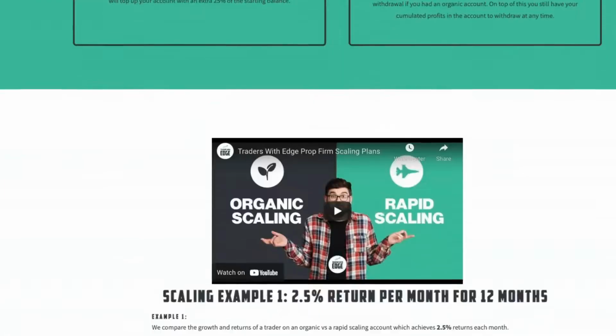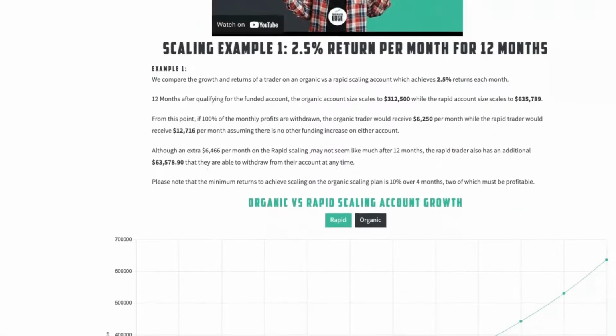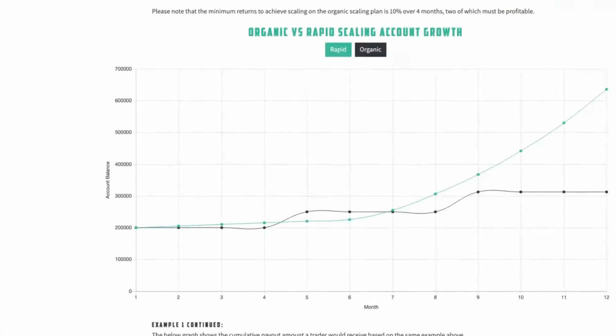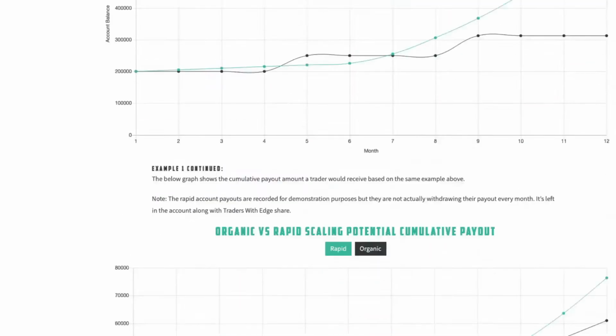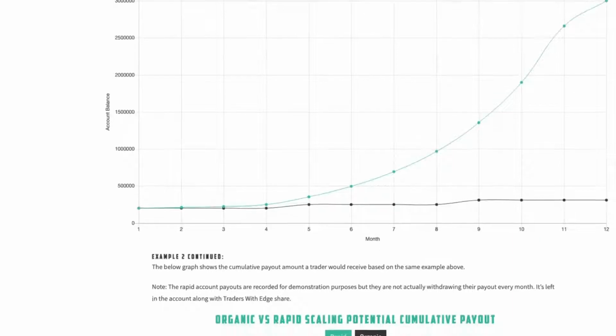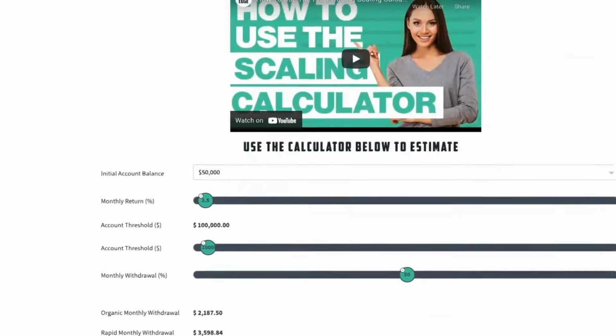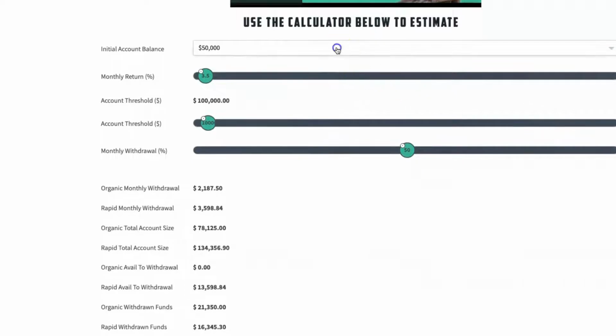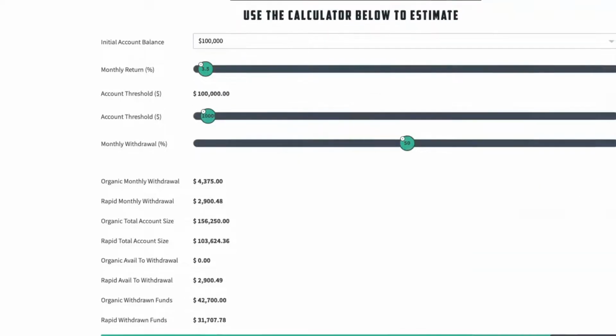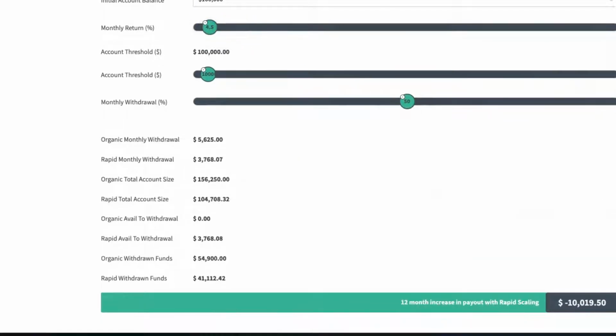So if you're on this page, you'll notice there's a video that explains the differences between them. It's got some examples. It'll show you some charts as to how much faster a rapid scaling account will grow than a traditional type scaling account. And if you scroll right to the bottom, you'll see there's a video and a calculator, and it teaches you how to use the calculator. So you can play around with your own metrics here and you can figure out how much more you would receive if you had a rapid scaling account than if you used a traditional type scaling.